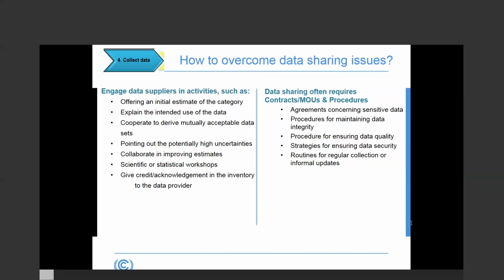Collaborate in improving estimates. Make sure the providers are your collaborators, your co-workers in this stage, as I mentioned before. It is a good idea to assign statistical workshops that would explain in greater detail to the data providers the meaning of the data, how to identify the quality of the data, and the best approaches to data collection. Also, as I mentioned, give credits and acknowledgements to the data provider and make sure they know.